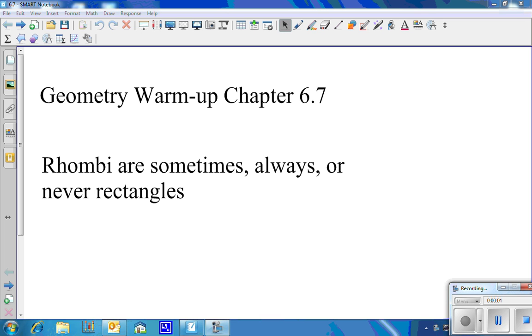For 6.7, rhombi, that's 4 for rhombus, are sometimes, always, or never triangles. Never. Triangles or rectangles? Never. You didn't say rectangles? Oh, never rectangles. Sometimes. Rhombi are sometimes, always, or never rectangles. Never. I mean, I'm hearing never and sometimes. Why would you say never?